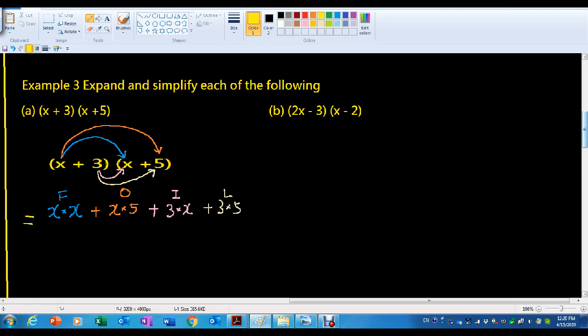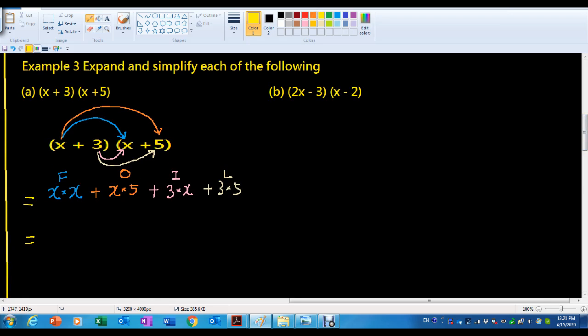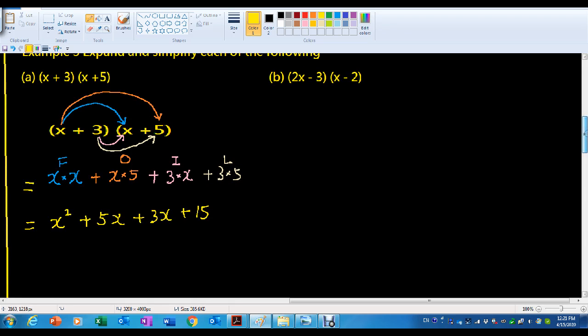Have we finished? No, because you need to simplify them. x times x is x squared. x times 5, it would be much better if we write 5x plus 3x plus 15. Are we done here? No, because you still have like terms. These two terms are what we call like terms, because both of them have the term of x. So here we have x squared plus 5 plus 3, 8x plus 15. So that would be the answer, right?